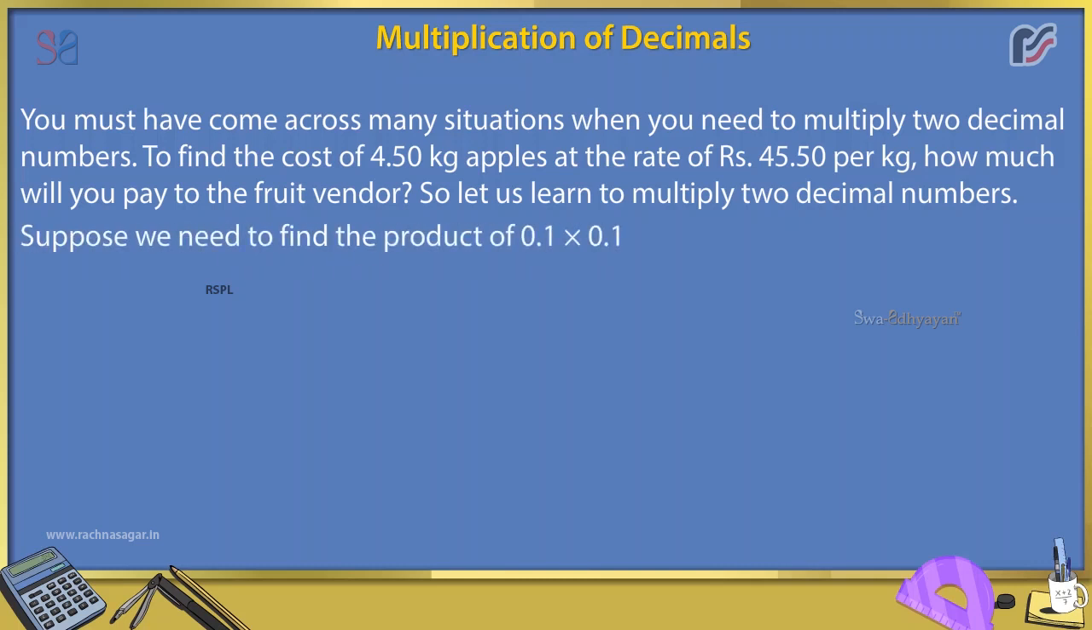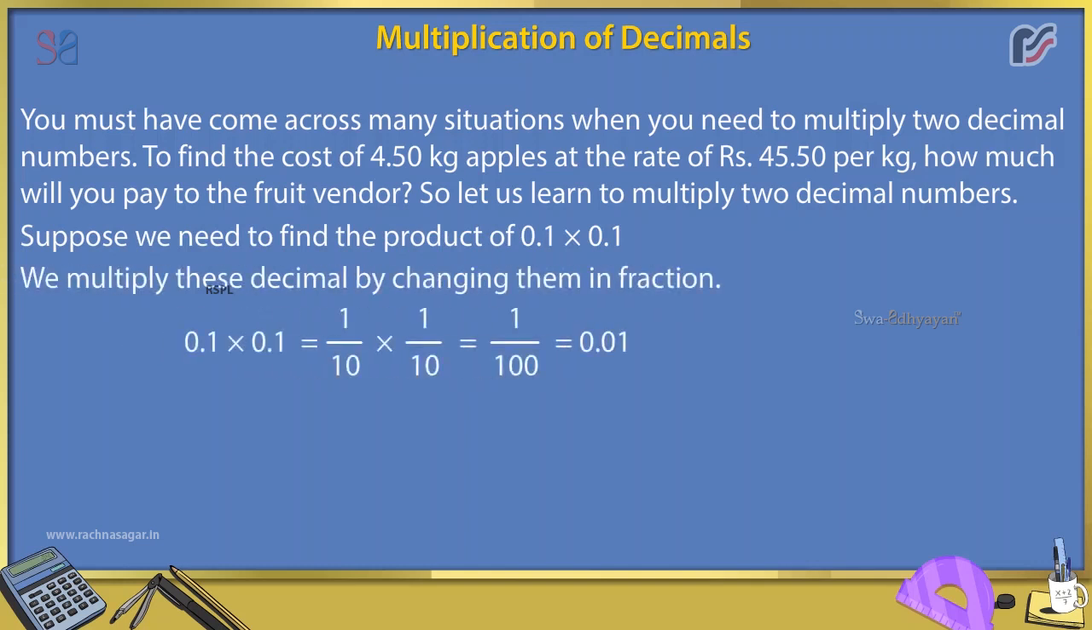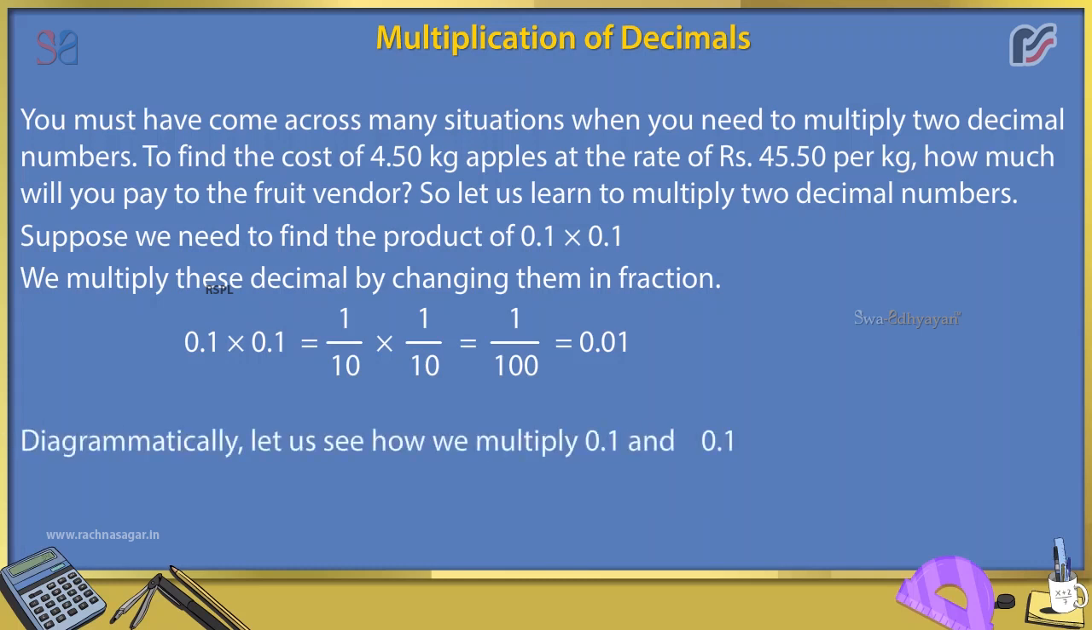Suppose we need to find the product of 0.1 into 0.1. We multiply these decimals by changing them into fractions. 0.1 into 0.1 is equal to 1 by 10 into 1 by 10, which is equal to 1 by 100, which is equal to 0.01. Diagrammatically, let us see how we multiply 0.1 and 0.1.